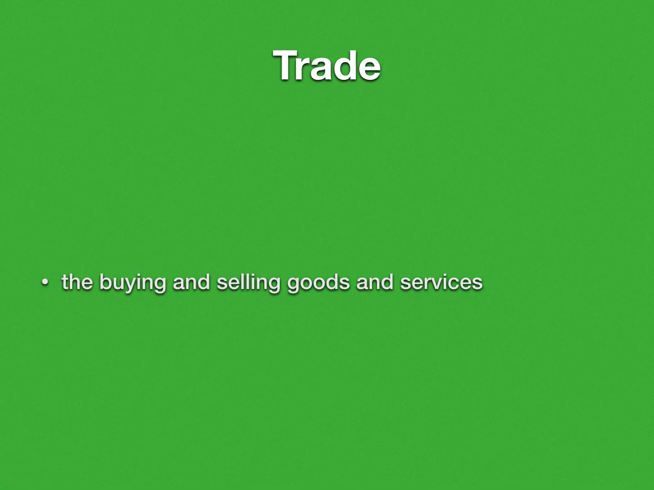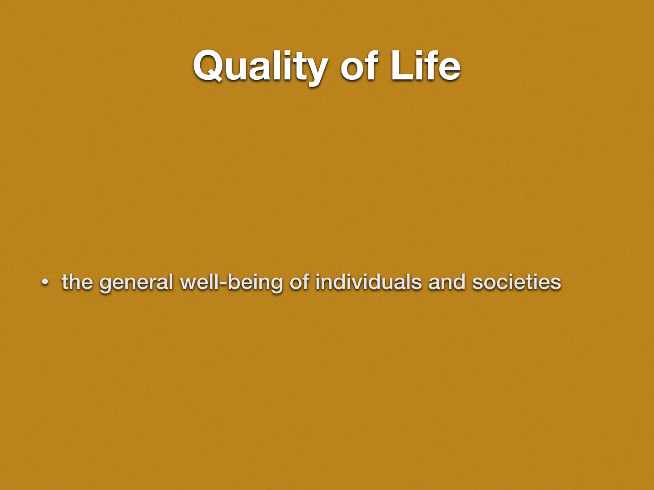And then you have trade, which is the act of buying and selling goods and services. It's not just like, hey, I'm going to give you this strawberry Jolly Rancher for your blue raspberry Jolly Rancher. That is called something else, and we'll get to that in just a couple of slides. And then you have your quality of life, which is just the general well-being of individuals and societies. So it's just how well is everybody doing.